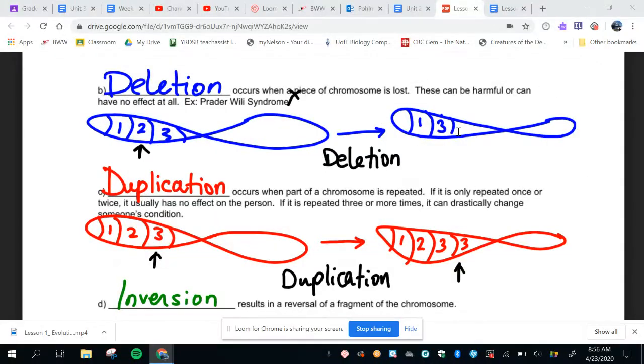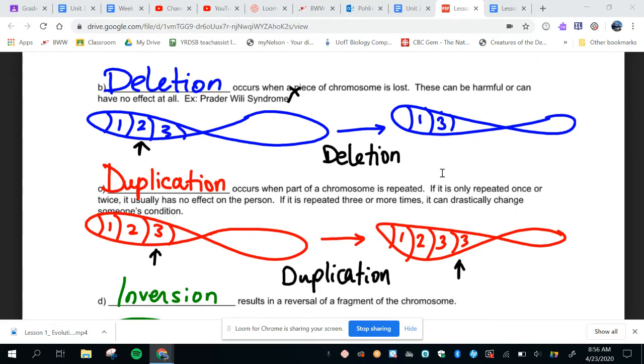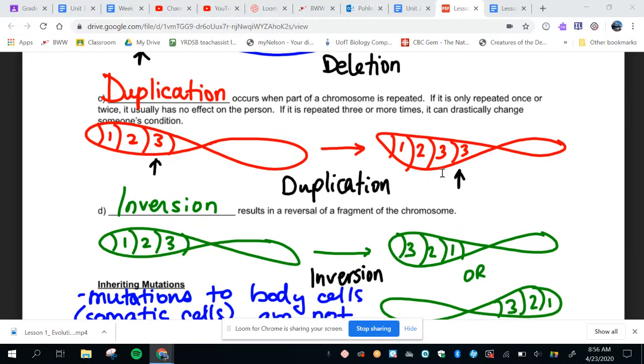So here we have our mutated copy. What should be there, which is number 2, has actually disappeared. Okay. And in C, we have sort of the opposite problem, duplication. I should have genes 1, 2, and 3 on this chromosome, but now I've actually duplicated one of those sections. So that's called a duplication.